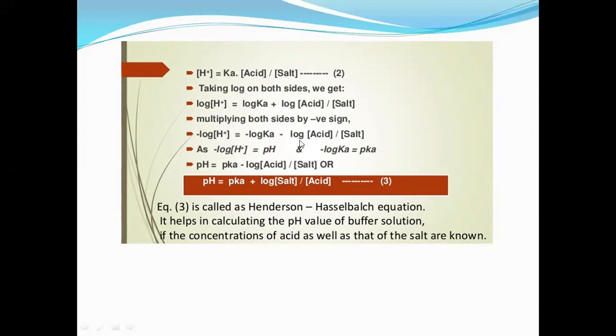Plus log of acid over salt, as you know from your knowledge of pH, minus log H is equal to pH and minus log Ka is equal to pKa. So pH is equal to pKa minus log acid over salt, or pH is equal to pKa plus log salt over acid.